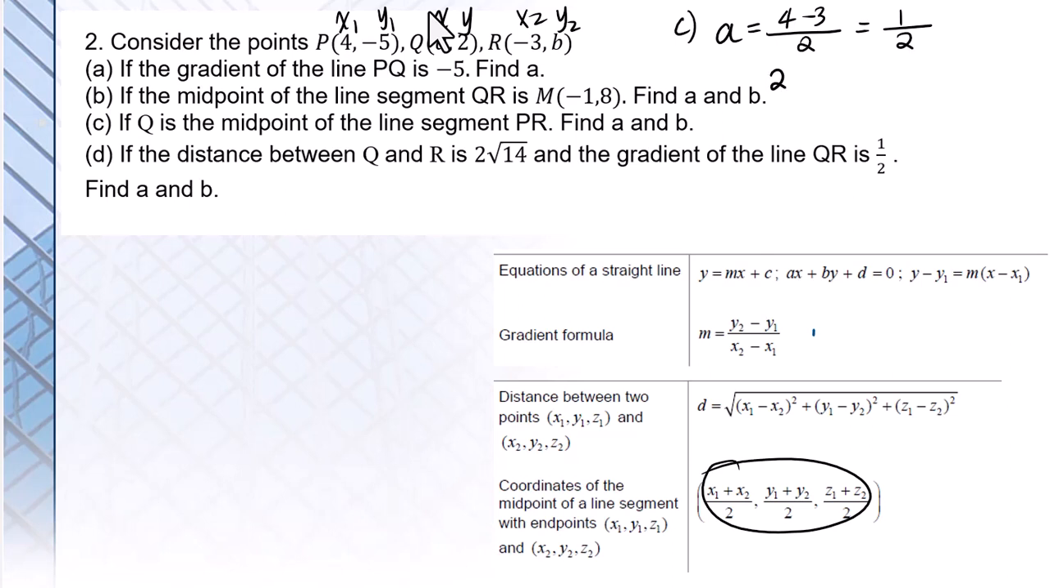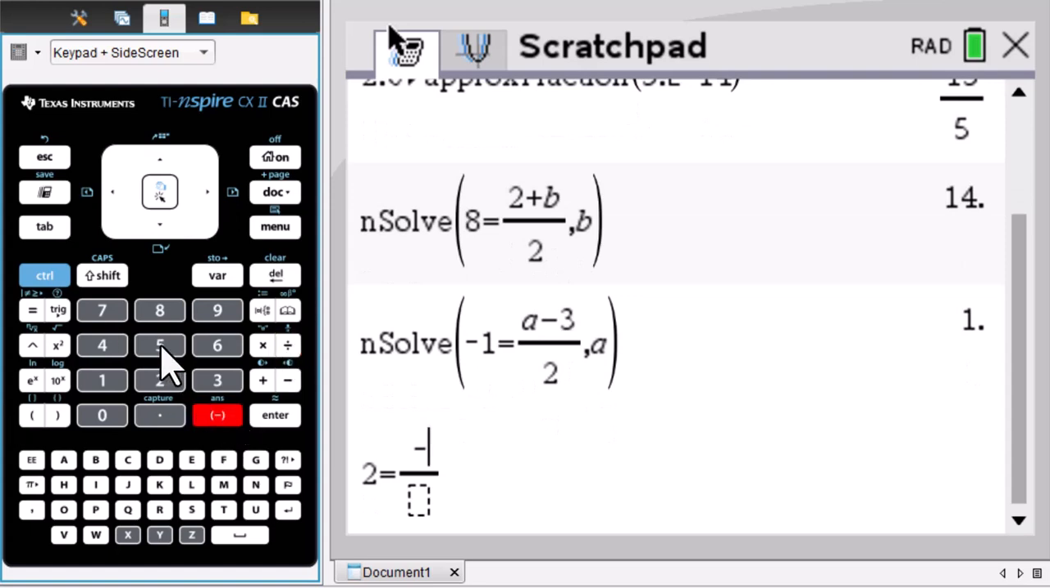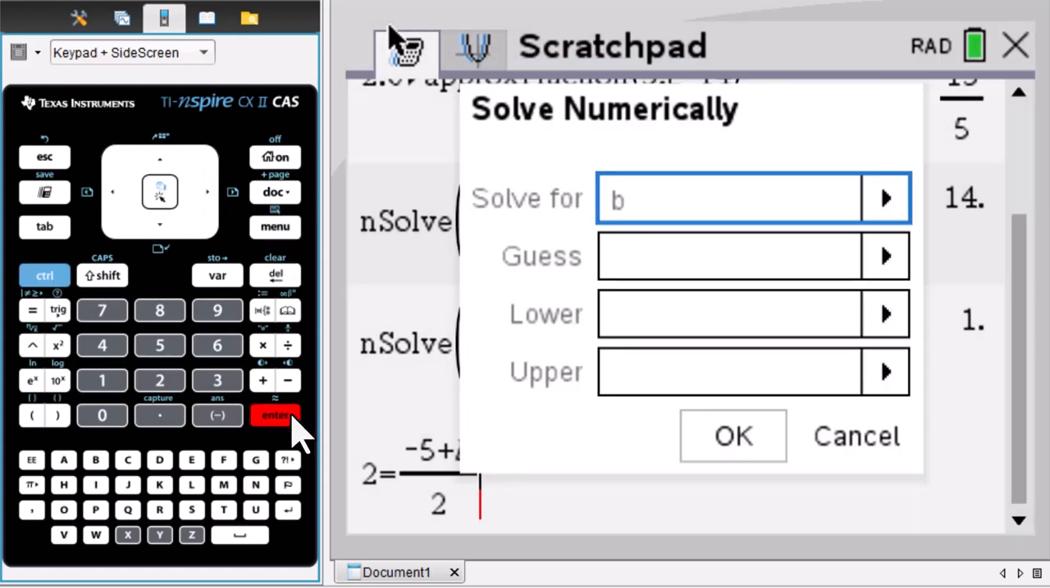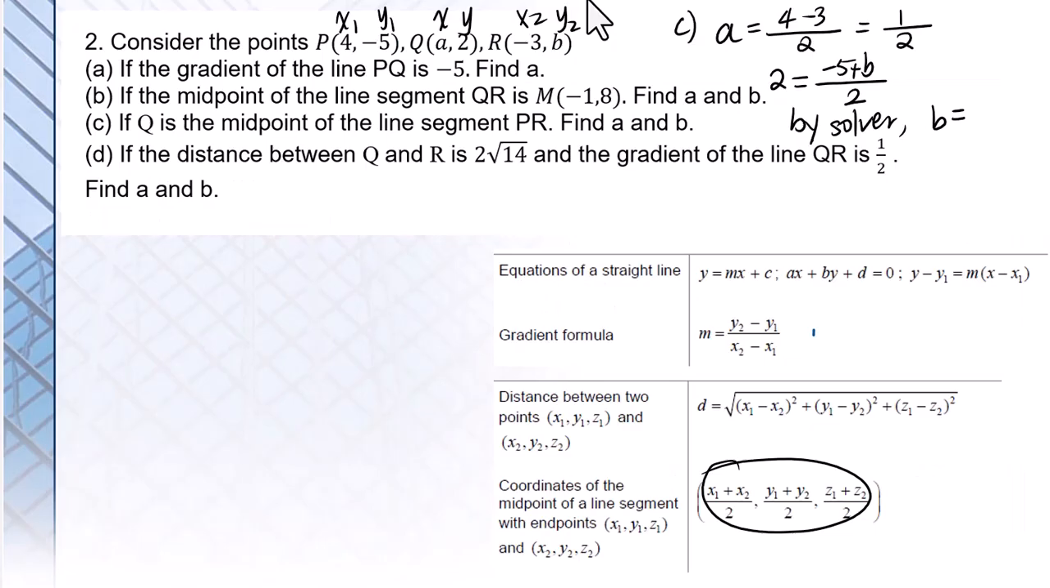y is 2 equals y1 plus y2 over 2, negative 5 plus b over 2, by solver. 2 equals control divide negative 5 plus b over 2. Control menu, enter, enter. b equals 9.